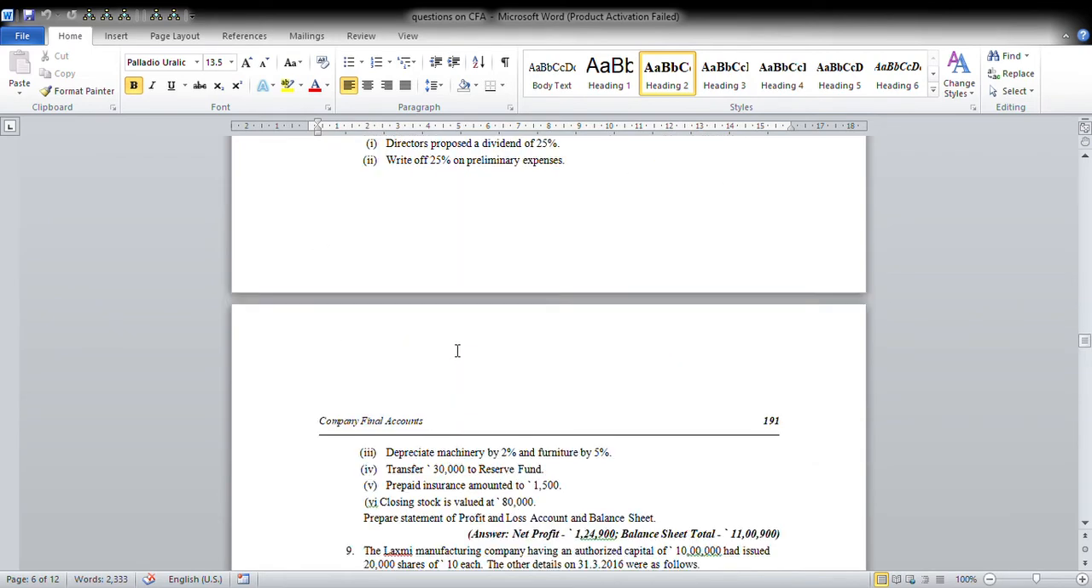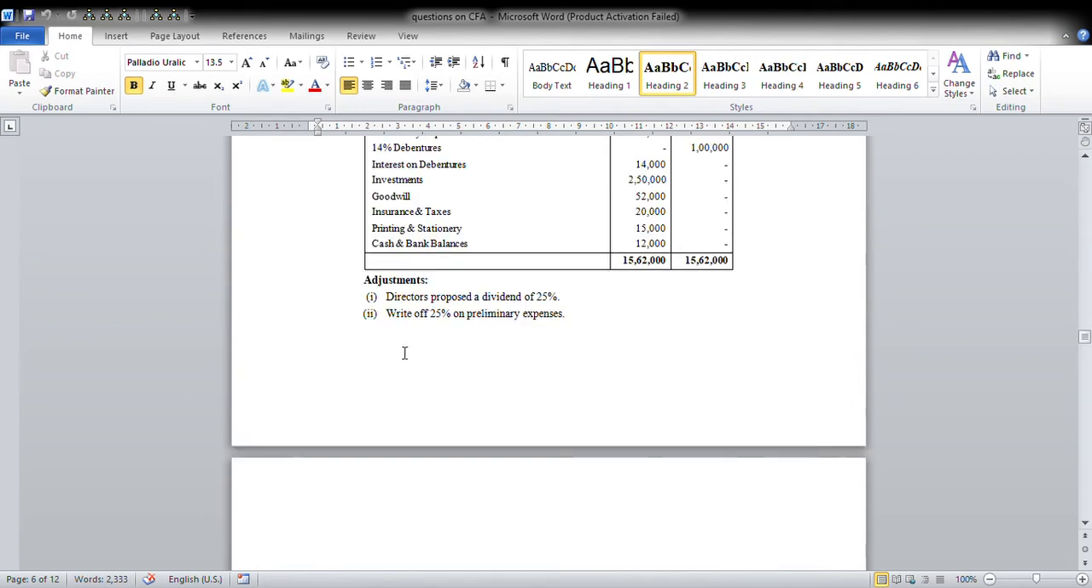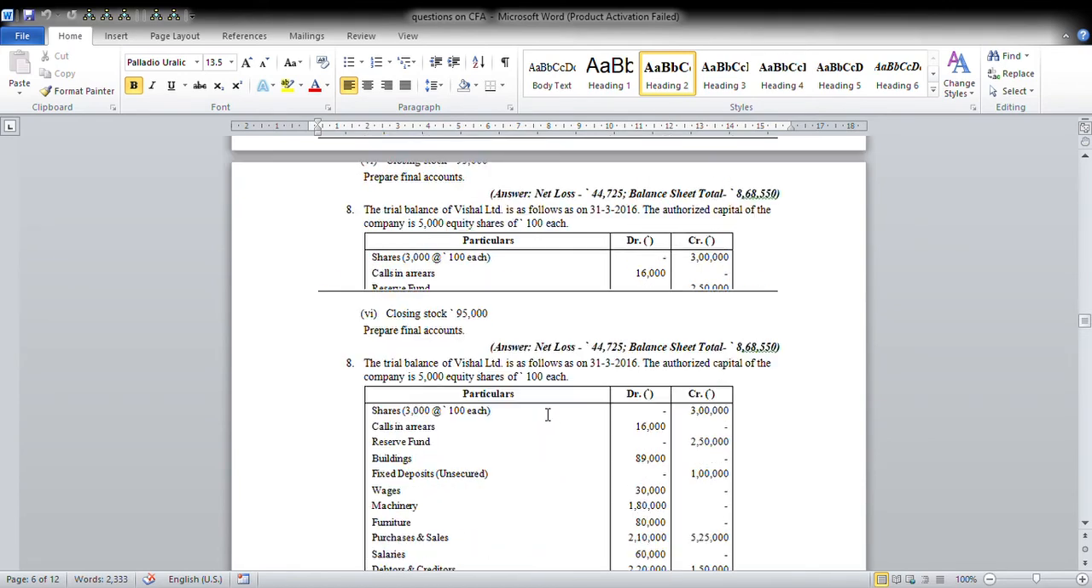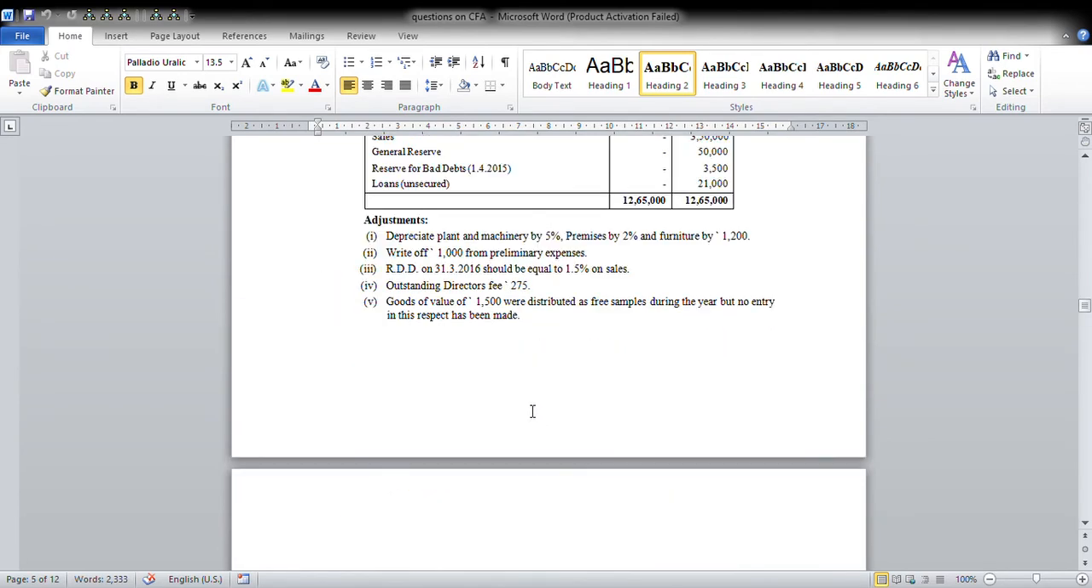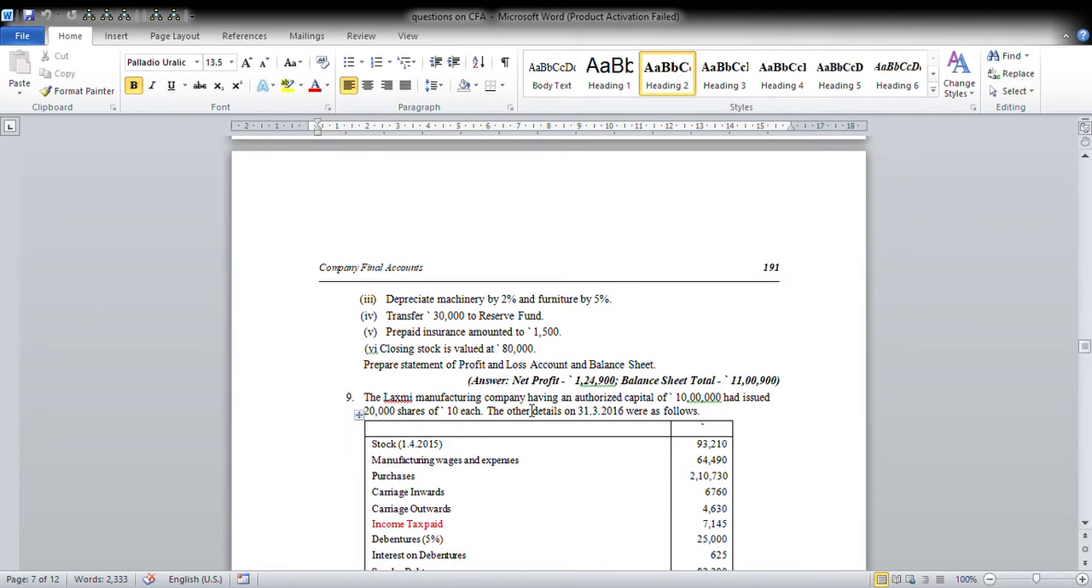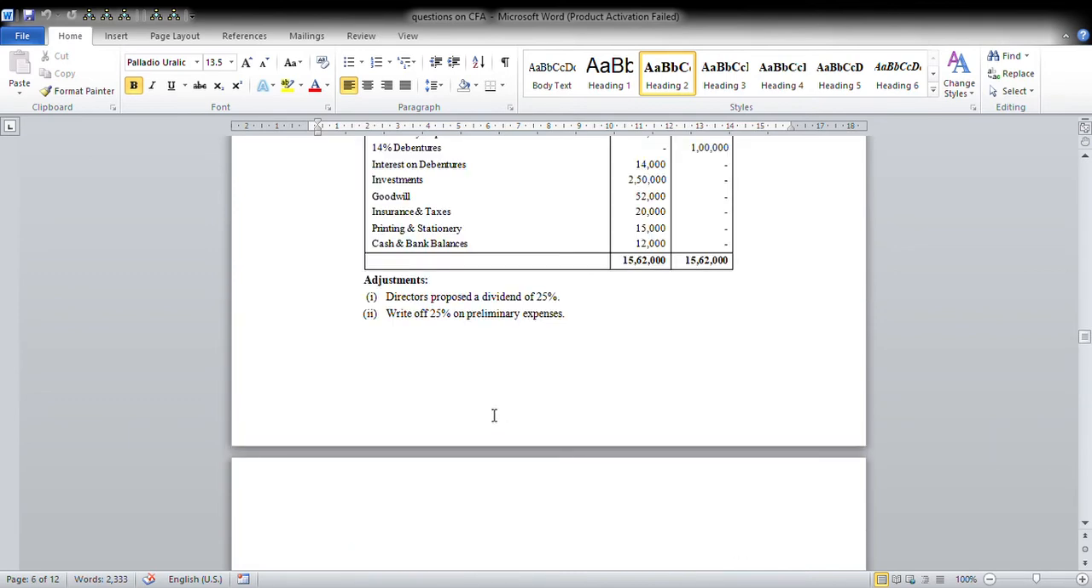Now let me complete the remaining adjustments first. That is, write off 25% on the preliminary expenses. Here the preliminary expenses show a balance of 60,000. On the 60,000, calculate 25%, and whatever amount you get, show that amount under depreciation and amortization, and also deduct the 25% written off from the preliminary expenses under other non-current assets.